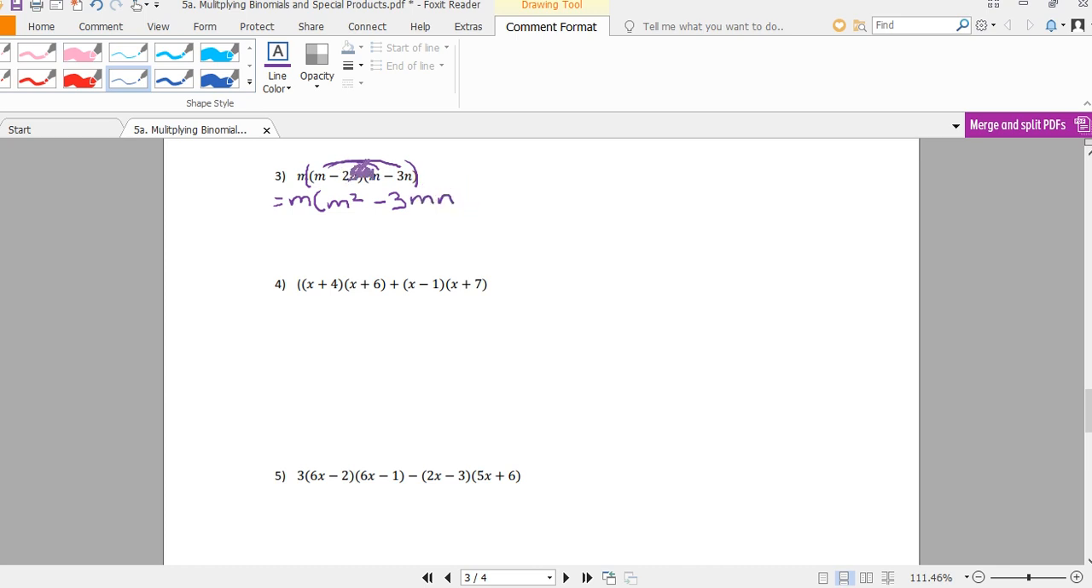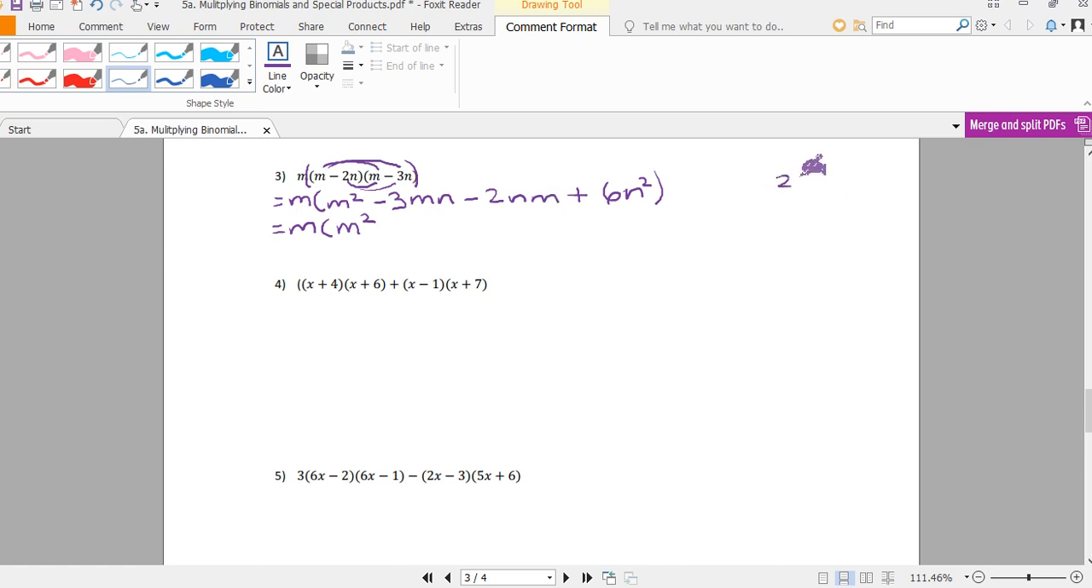And now the inside terms. So negative 2n times m, and then the last one is plus 2 times 3 is 6, and then n times n is n squared. Okay? And then, again, let me just simplify what's in the bracket first. So I'm going to copy that down, m squared, and then negative 3mn, negative 2nm. Is mn and nm the same thing?